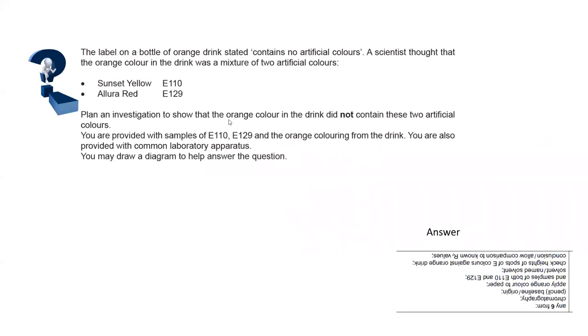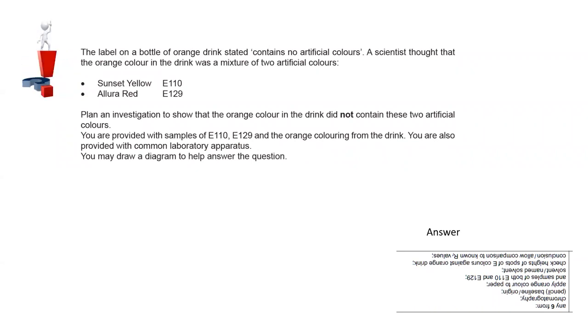Now, this is a structure question, and most of these questions are from paper 6, alternative to practical, in which you have to either plan an experiment or write an experiment. How will we carry this out? The question is, the label on the bottle of orange drink stated that it contained no artificial colorings, meaning there is no artificial color present in this orange drink.